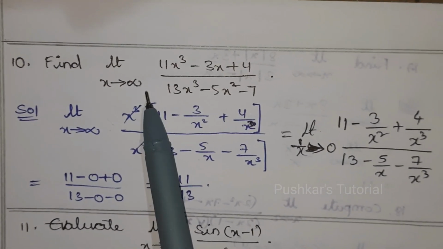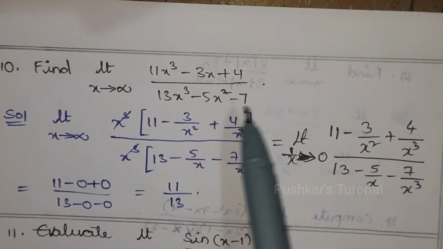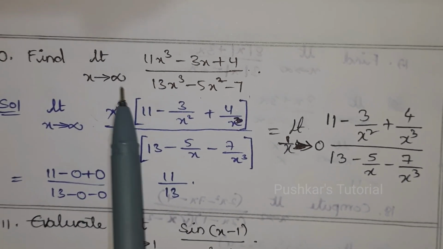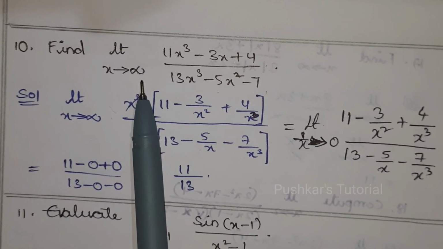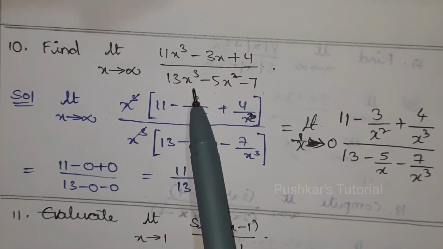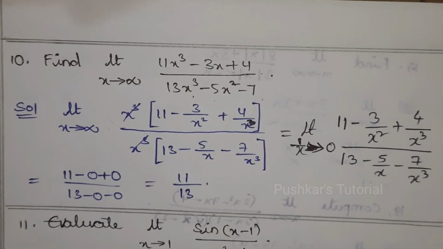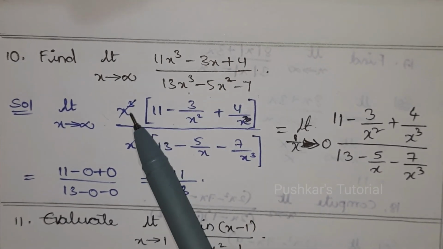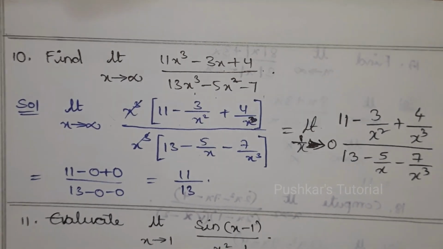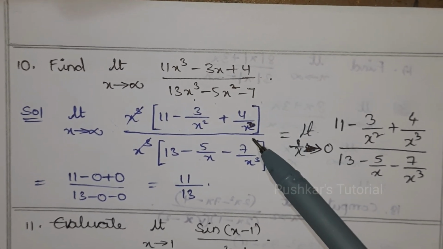Next, find limit x tends to infinity 11x cube minus 3x plus 4 by 13x cube minus 5x square minus 7. Very easy, but students will forget, so be careful. Limit x tends to infinity is given. So whenever x tends to infinity is given, we have to take the higher degree common. So x cube is common for the numerator and the denominator also, the higher degree being x cube. So taking x cube common, 11 is left over, minus 3 as it is. From the x I have taken x cube, 2 more x is reduced. So 3 by x square we have written. Here there is no single x, so we have written 4 by x cube.